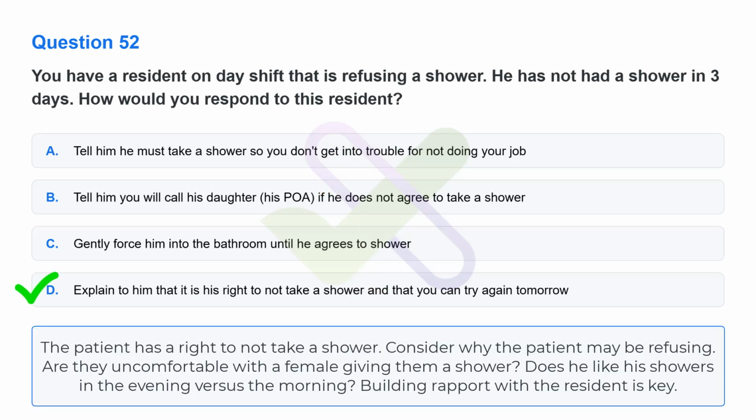Correct answer, D. Explain to him that it is his right to not take a shower and that you can try again tomorrow. The patient has a right to not take a shower. Consider why the patient may be refusing. Are they uncomfortable with a female giving them a shower? Does he like his showers in the evening versus the morning? Building rapport with the resident is key.